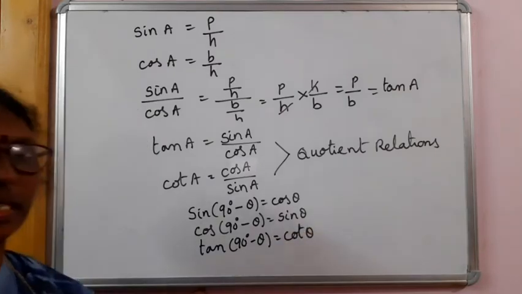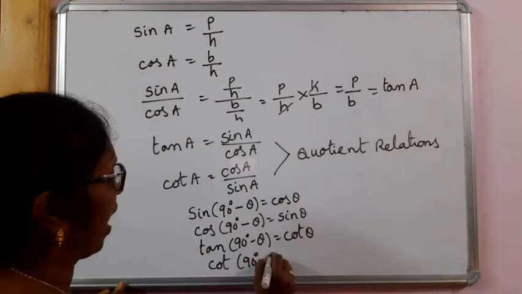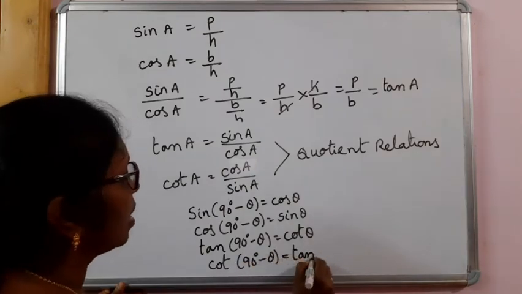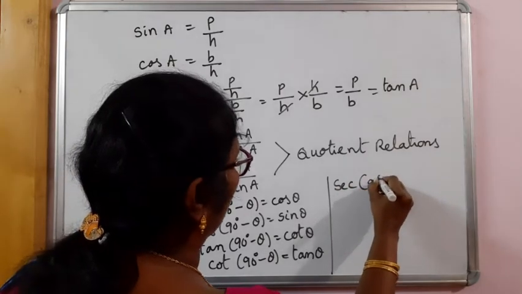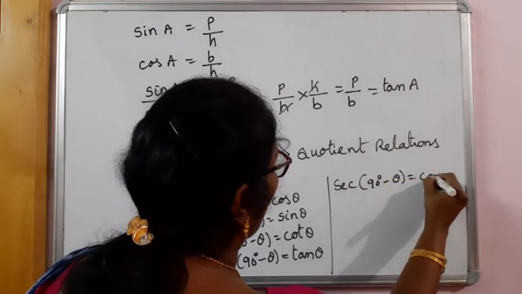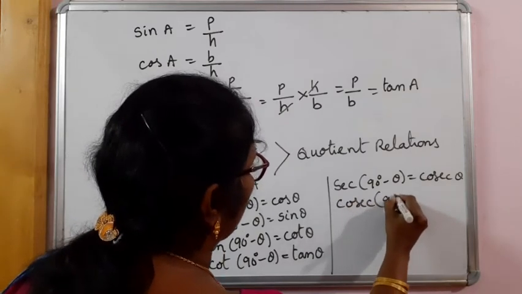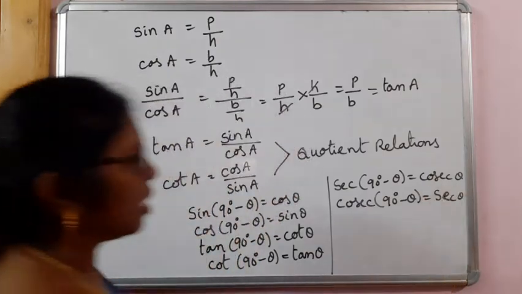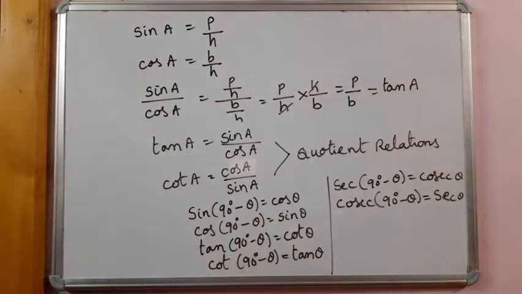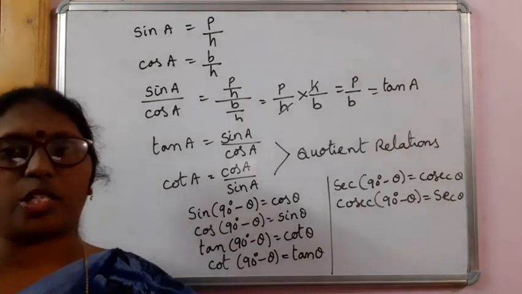Tan(90 minus theta) is cot theta. Cot(90 minus theta) is tan theta. In the same way, sec(90 minus theta) is equal to cosec theta, and cosec(90 minus theta) is equal to sec theta. These we have already learned in our previous class, and you have also learnt the trigonometric ratios of standard angles.